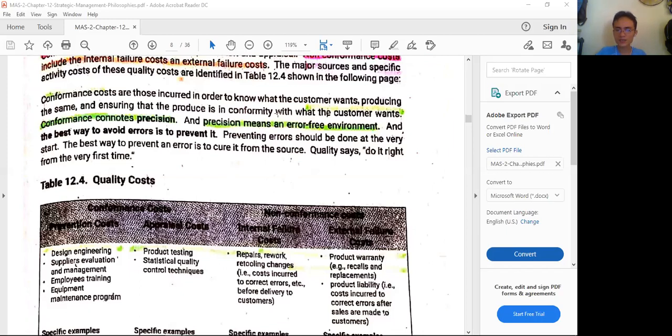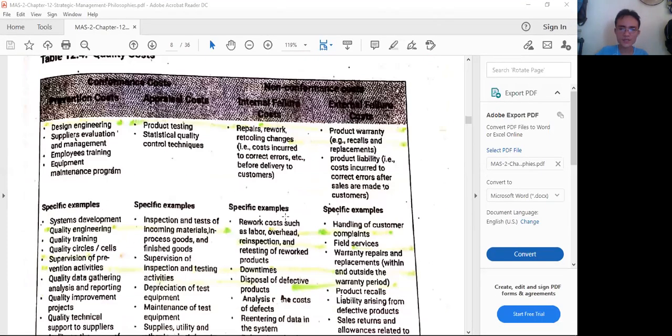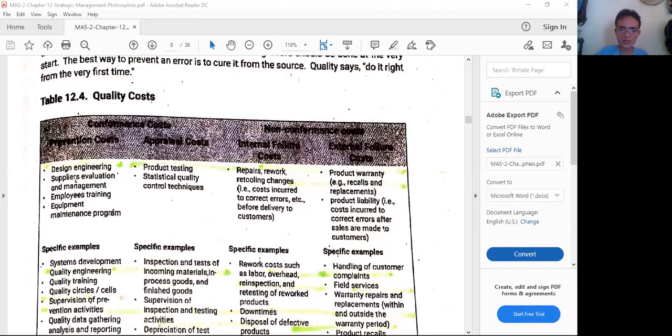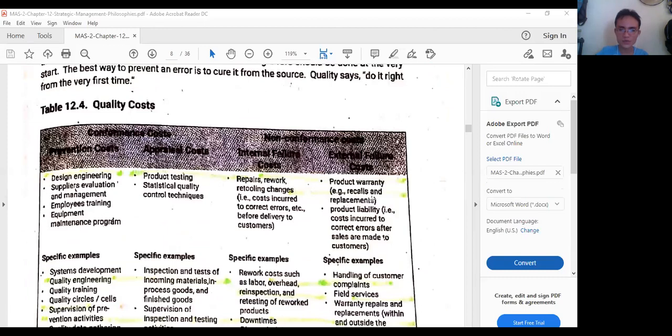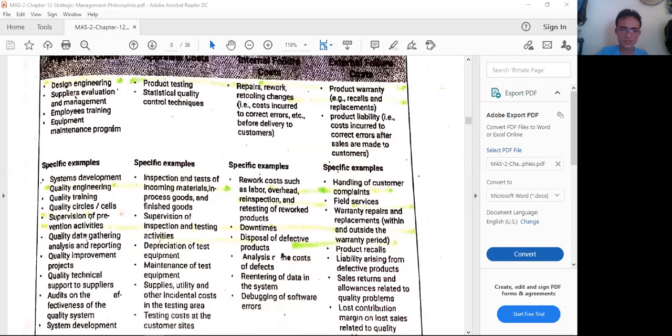But I think do it right from the very first time can also have some compensatory factors on other things. Like if it's really early stage, you really have to invest more time because you are not going to give allowance for errors. All right. Then after that, we have the quality costs or cost of quality. So as said, the example is prevention.